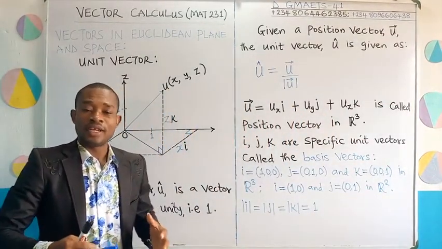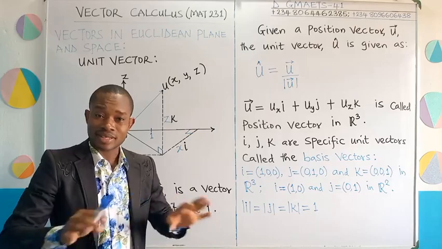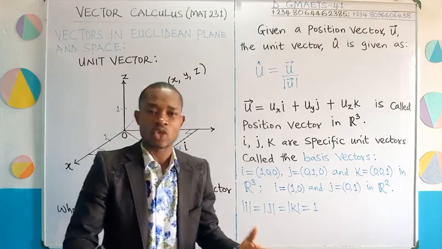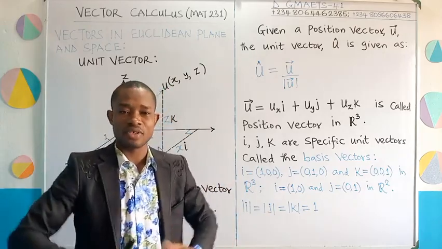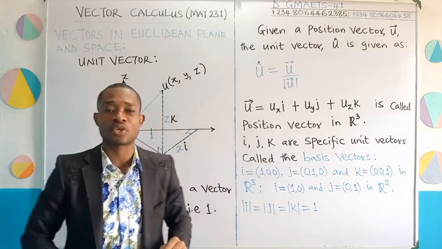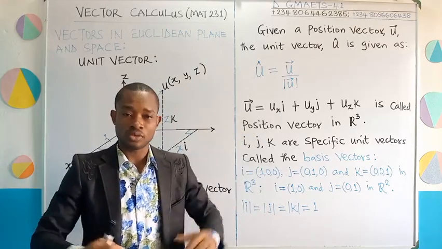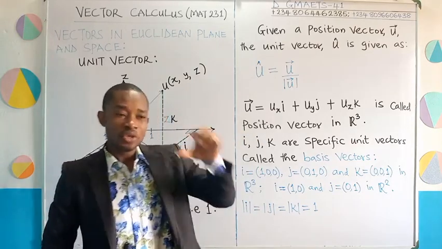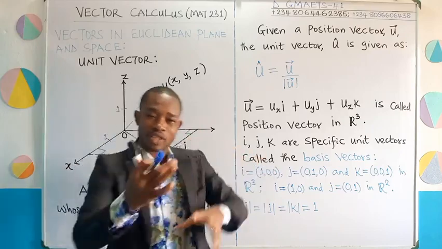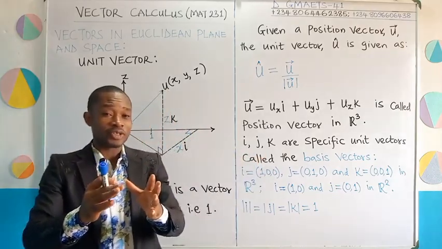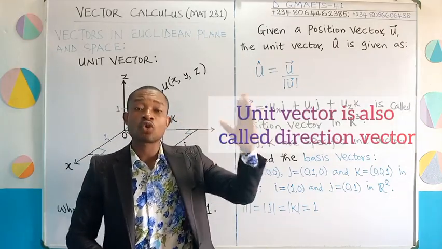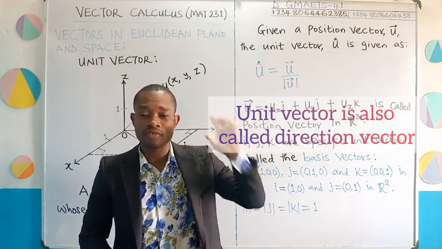How do we obtain the unit vector mathematically? Generally, if I give you a vector and ask you to calculate the unit vector in the direction of that vector, what would you do? The unit vector in the direction of the vector I gave to you. Please, it's important for you to know this. Unit vector is also called direction vector.